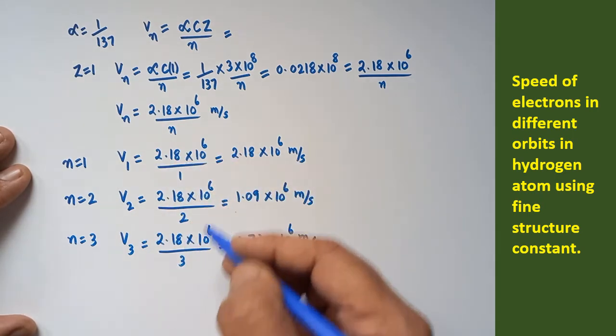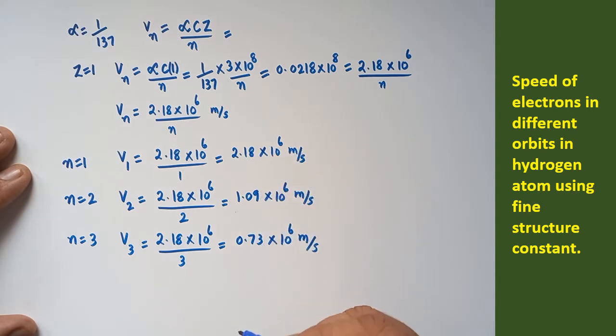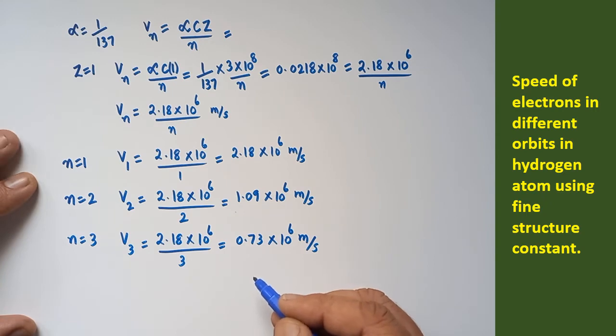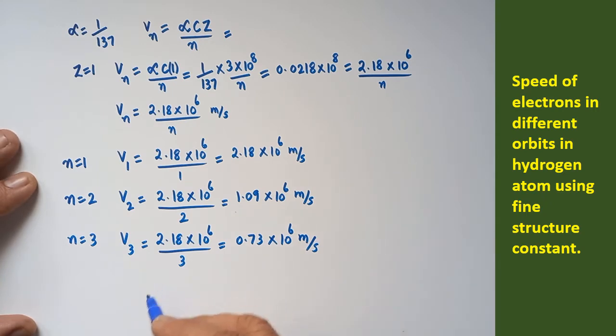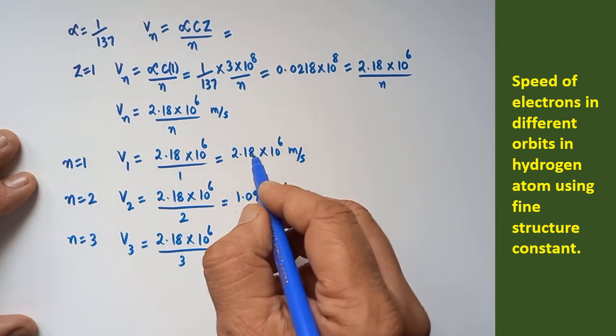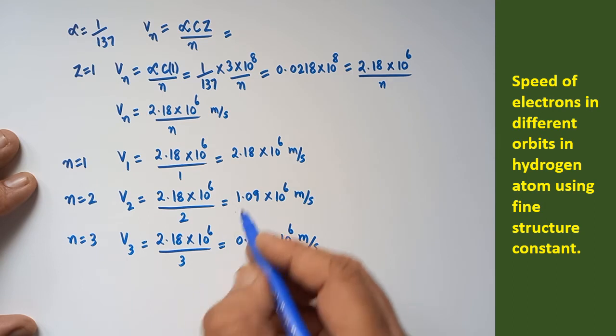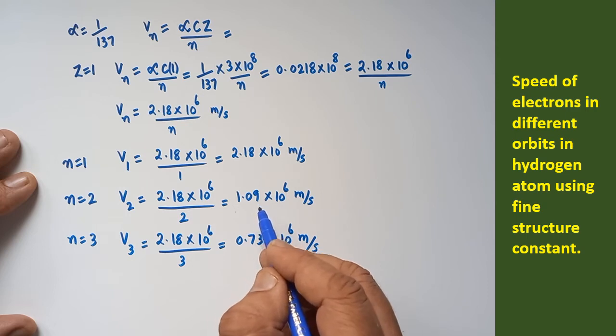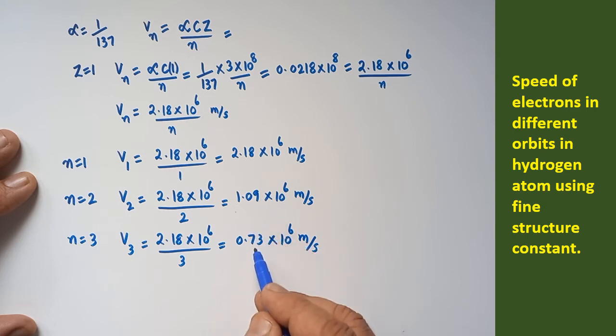Now we have to compare all the 3 speeds of electrons in 3 different orbits. Just compare. After comparing, what would be the conclusion? In the first orbit, the electron is revolving with the greatest speed. Its speed is tremendous. Compared to the first orbit electron, the second orbit electron is moving a little bit slower. Compared to the second one, the third orbit electron is revolving at a still lower speed.